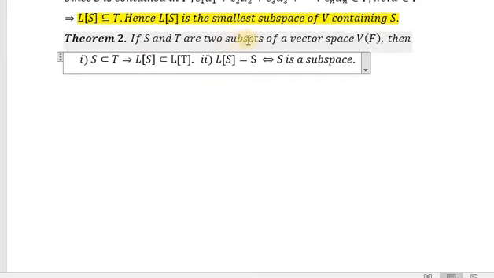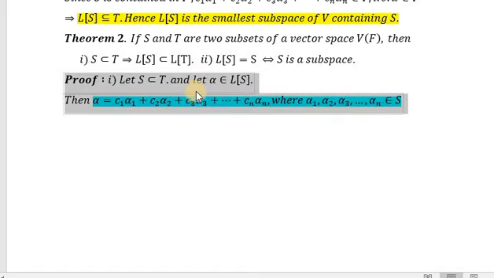If S and T are two subspaces of a vector space V over F, then first, S is a subset of T implies the linear span of S is a subset of the linear span of T. Second, the linear span of S is equal to S if and only if S is a subspace of V. That is, S is a subspace implies that S is equal to its linear span.